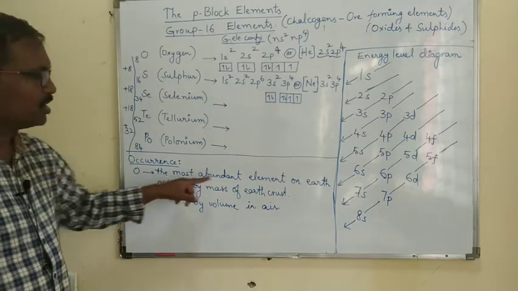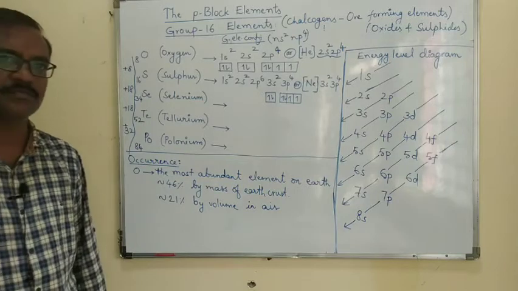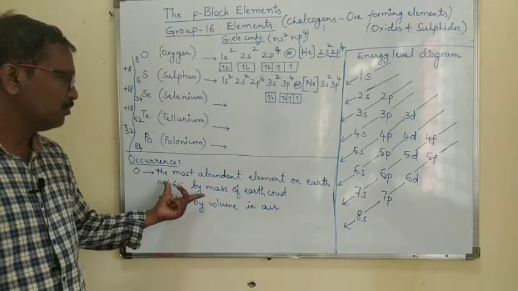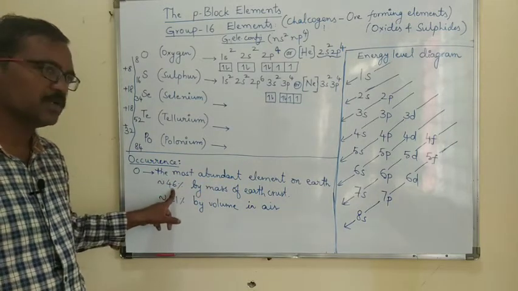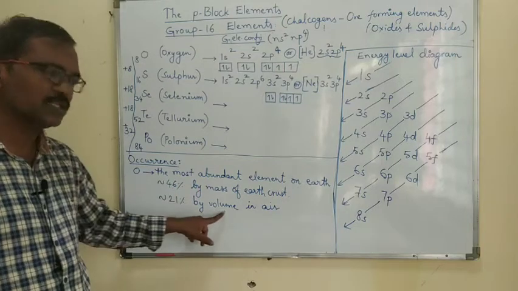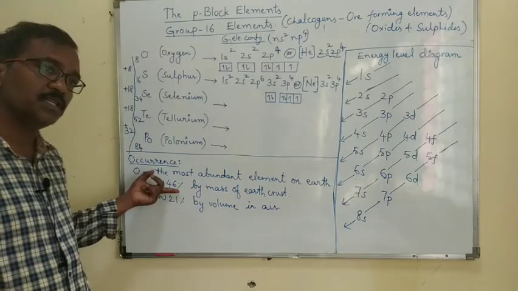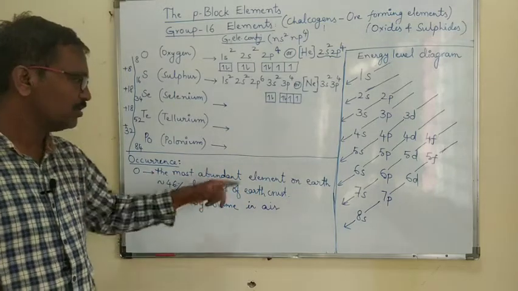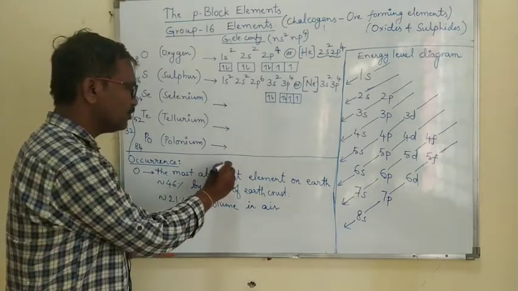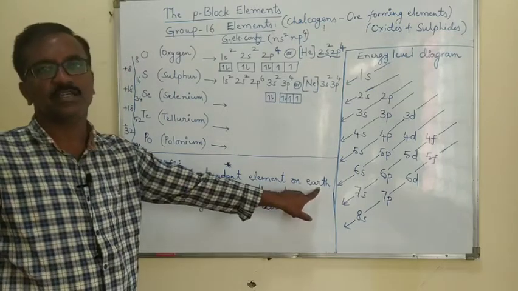Oxygen is the most abundant element on the earth crust, right? By mass it is 46% in the earth crust, and 21% by volume in the air. So you have to remember this phrase: most abundant element on the earth crust.